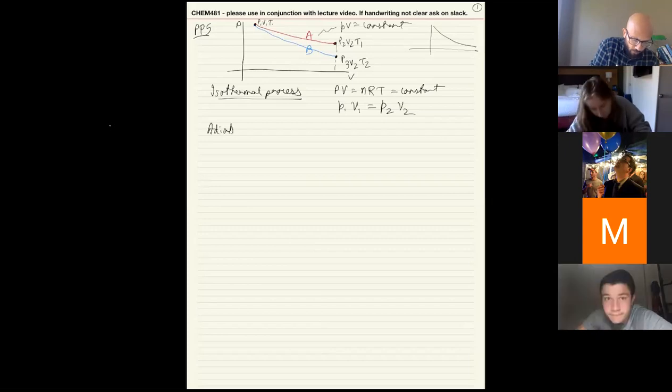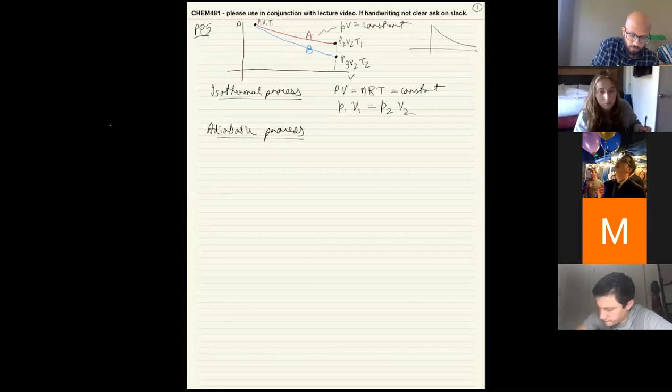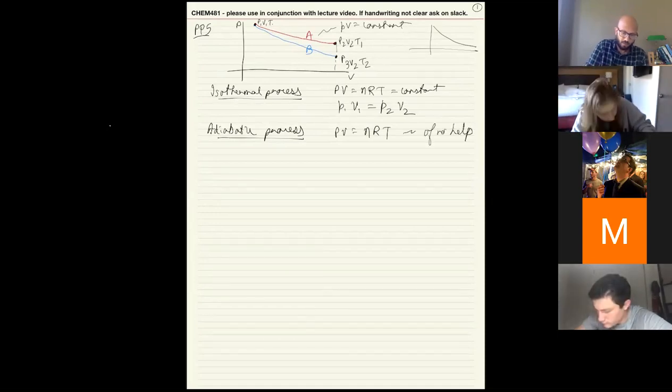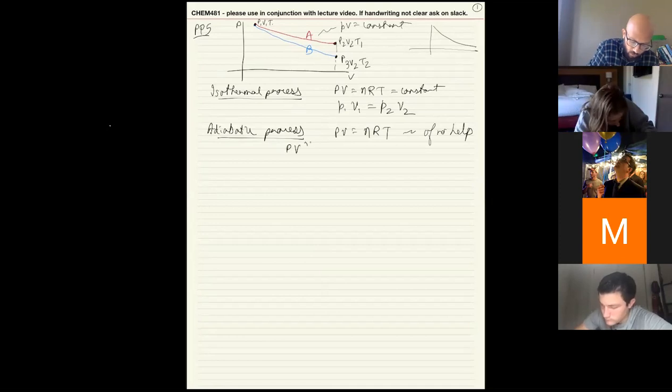For an adiabatic process, the equation of state still applies, but now we can still say PV is equal to nRT, but that doesn't really help us, right? Because pressure is changing, volume is changing, temperature is changing, everything is changing. So this is of no help. For an adiabatic process, this problem is slightly complicated because if you forget everything, you have to go from scratch and derive. But we did this in class that PV to the power gamma is equal to constant.